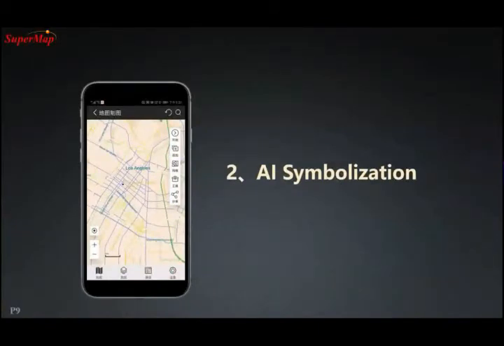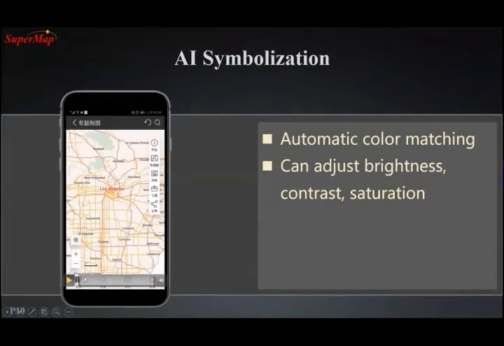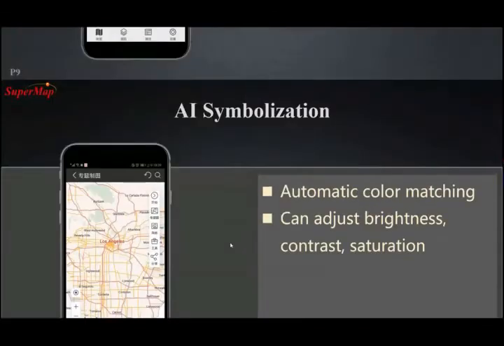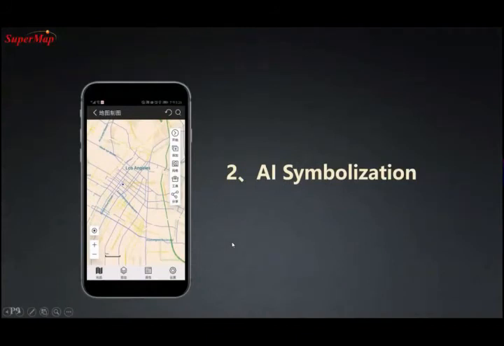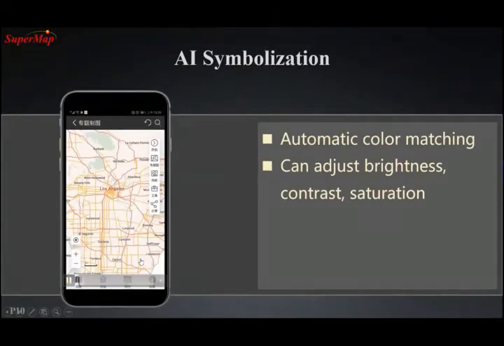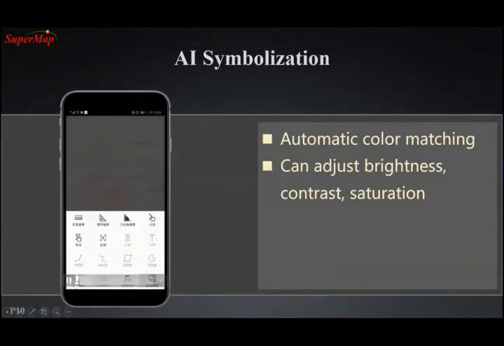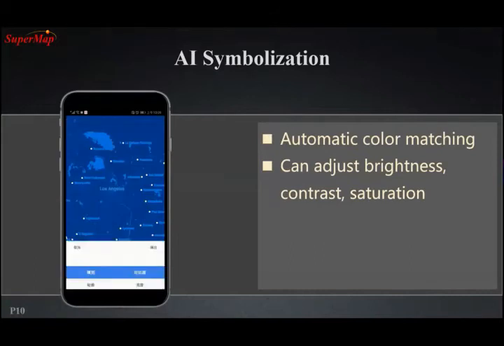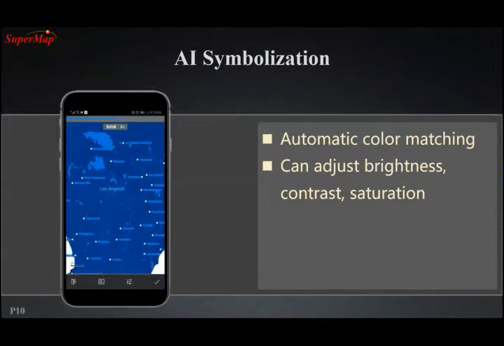The second part is about the AI symbolization. For this function, we can use deep learning to read or learn some colors from maps or pictures, like in this video. You can see here, we select some pictures, and then the map changes the color to blue. And also you can adjust some other parameters.